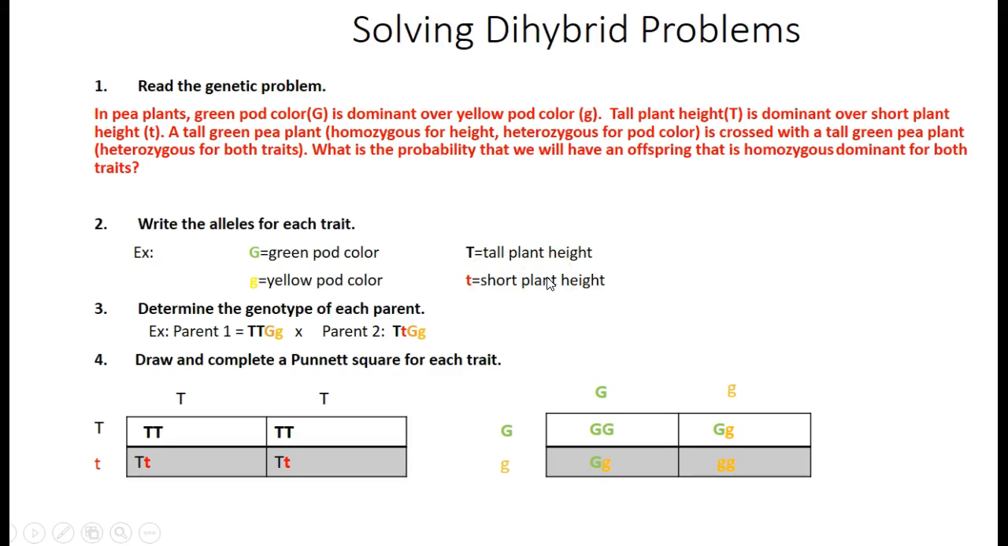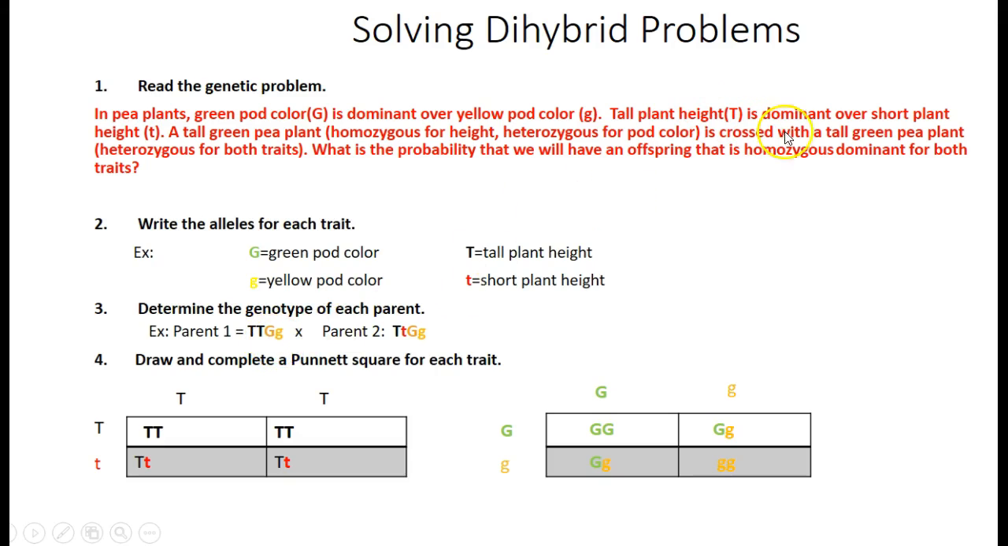Once I have my alleles, I've pulled out some of the key information from the problem. So the next thing I'm going to do is write the genotype for each parent. Remember, the genotype is represented by the letters. So now you have to remember your vocabulary. It says a tall green plant homozygous for height. Remember, the term homozygous means I have the same allele. So that's why here I have a capital T, because it said it was tall. And it's heterozygous for pod color. Heterozygous means the alleles are different. So that's why I have a big G, lowercase g.